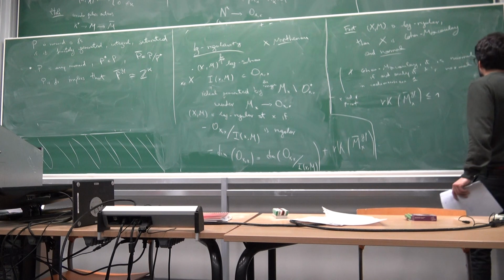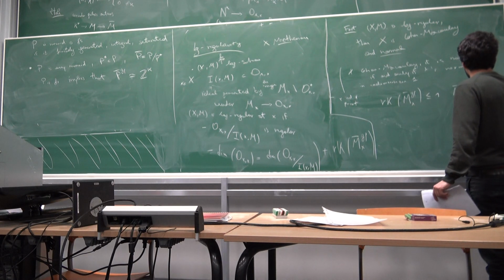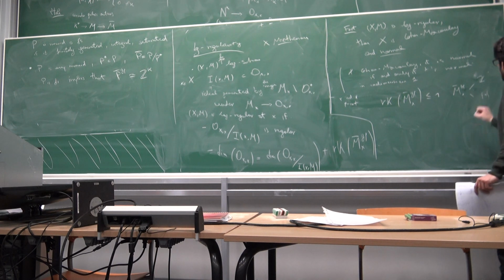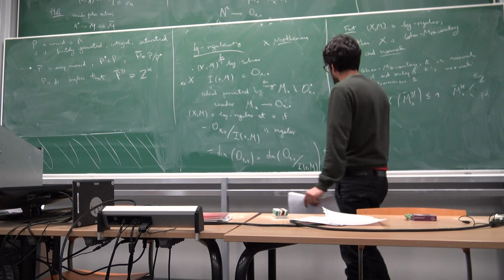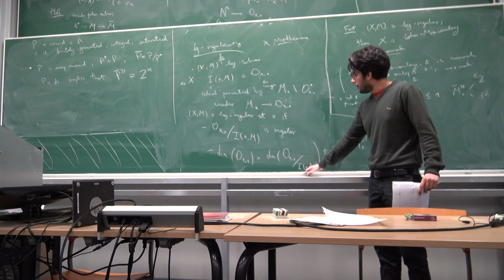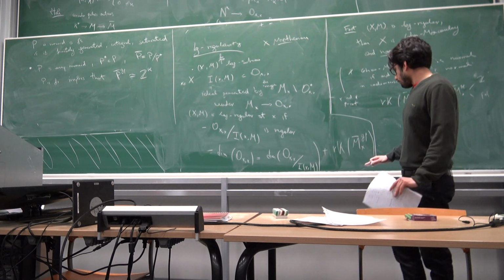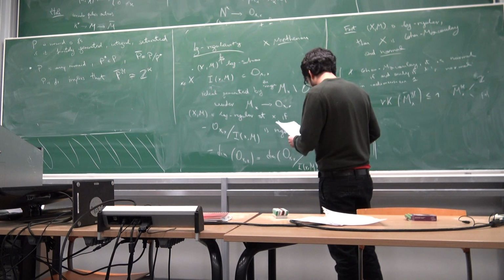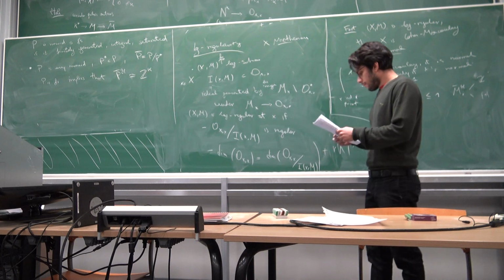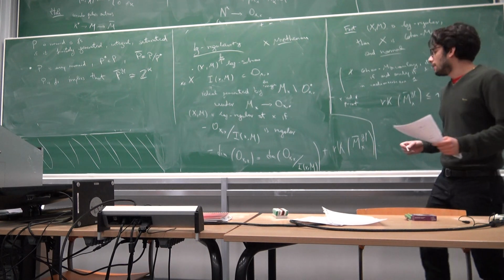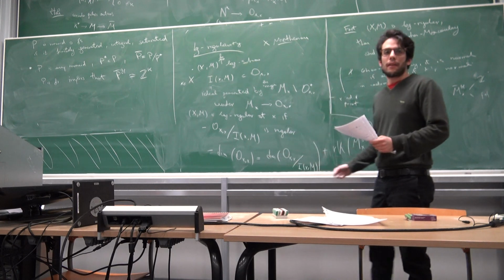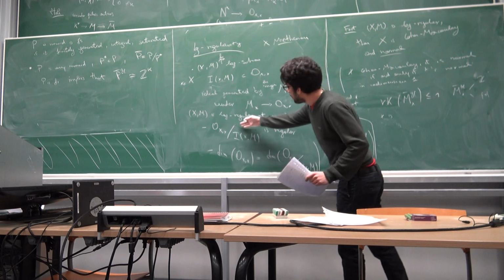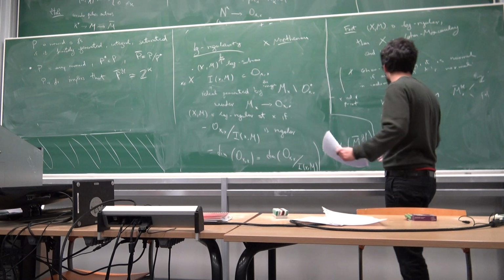So the M-bar group can be either Z or 1. So if it's 1, then this ideal is trivial, and then O_X,x is regular. And then X is regular at x.